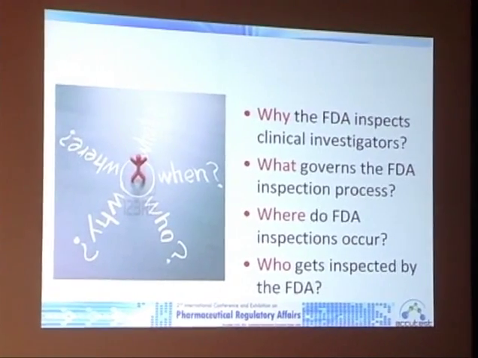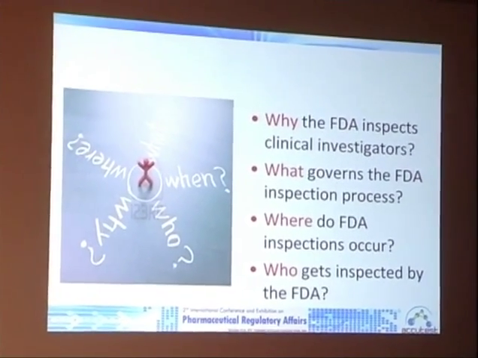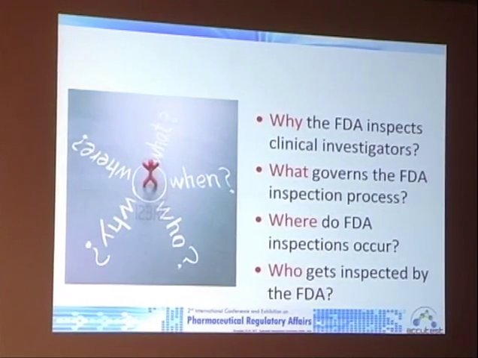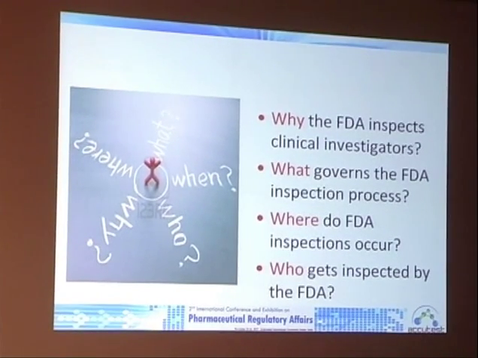The next is where the FDA inspection occurs. Usually inspections are triggered at high enrolling sites. So those are the sites which have probably enrolled the maximum number of patients, fall in a category, and could probably be inspected.